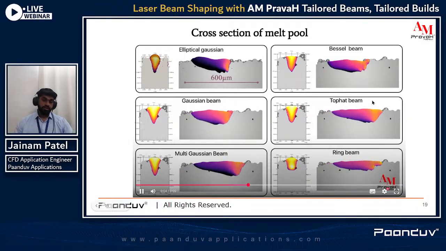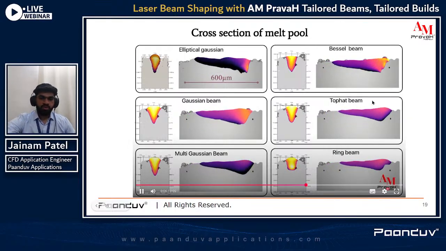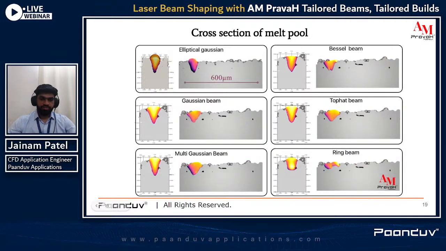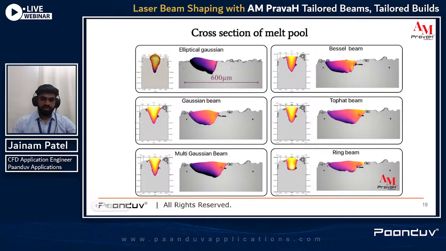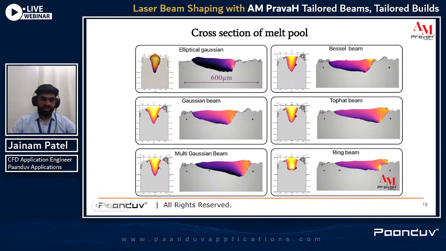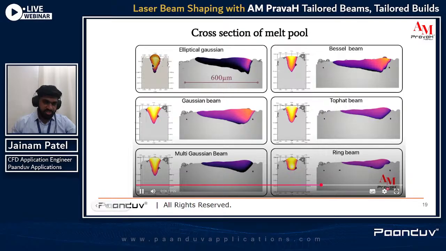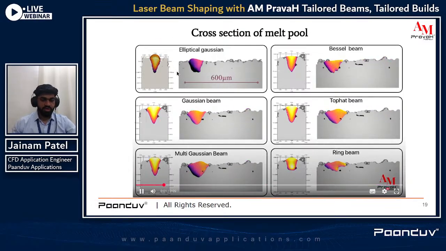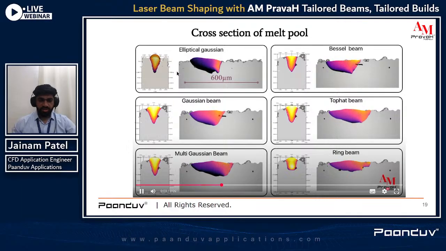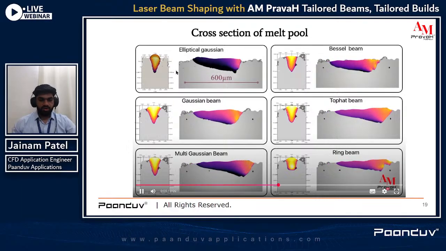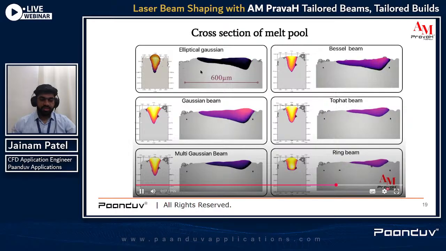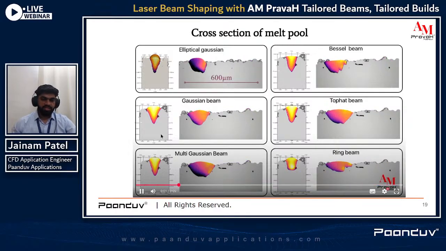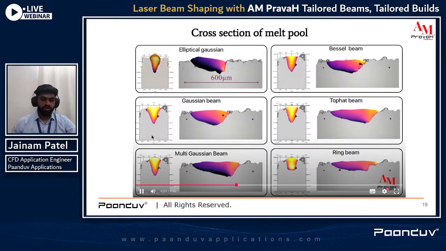Here we can see the cross section of the manifold, with elliptical Gaussian, Bessel beam, Gaussian beam, top hat beam, multi-Gaussian beam, and the ring beam, where we can see on the left side the elliptical Gaussian beam, which has a peak energy at the center, tapering off towards the edges, and its melt pool characteristic is a deep, narrow melt pool.